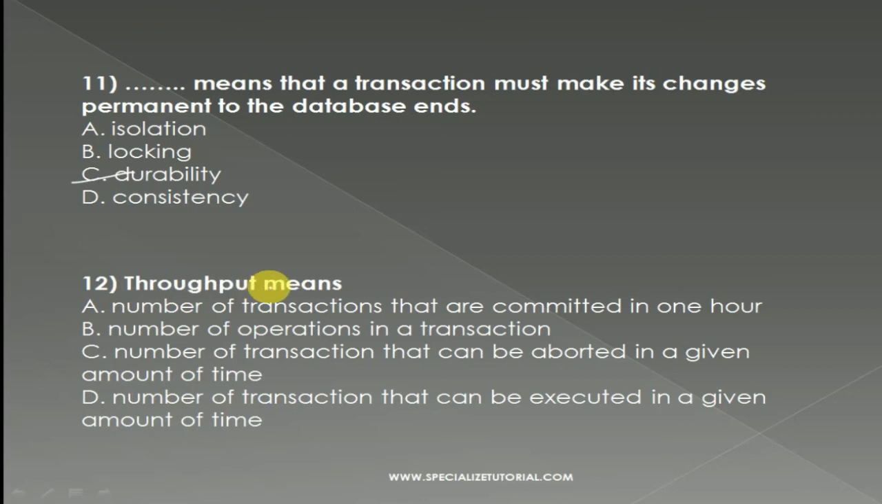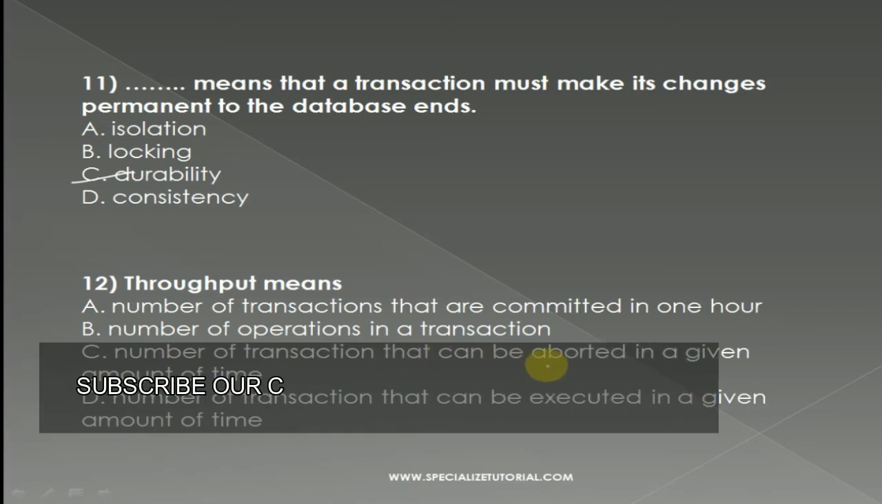Throughput means the number of transactions that are committed in one hour? No. Number of operational transactions? No. Number of transactions that can be aborted in a given amount of time? No. Number of transactions that can be executed in a given amount of time? Yes. Okay. So D is the right answer. Now take the next question.